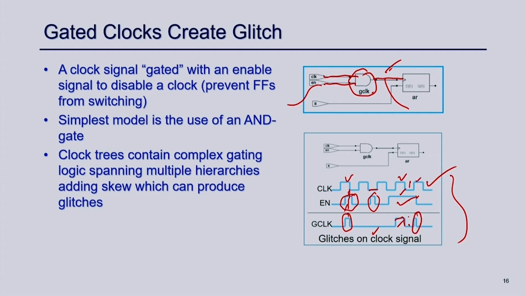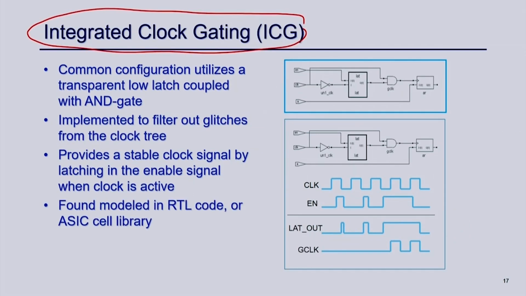So, which are the redundant things? The wanted thing is only this; this is redundant, this is redundant. So, this glitch will be created in the clock path, right. Gated clock will create that. So, how to avoid that? That is avoided by integrated clock gating.